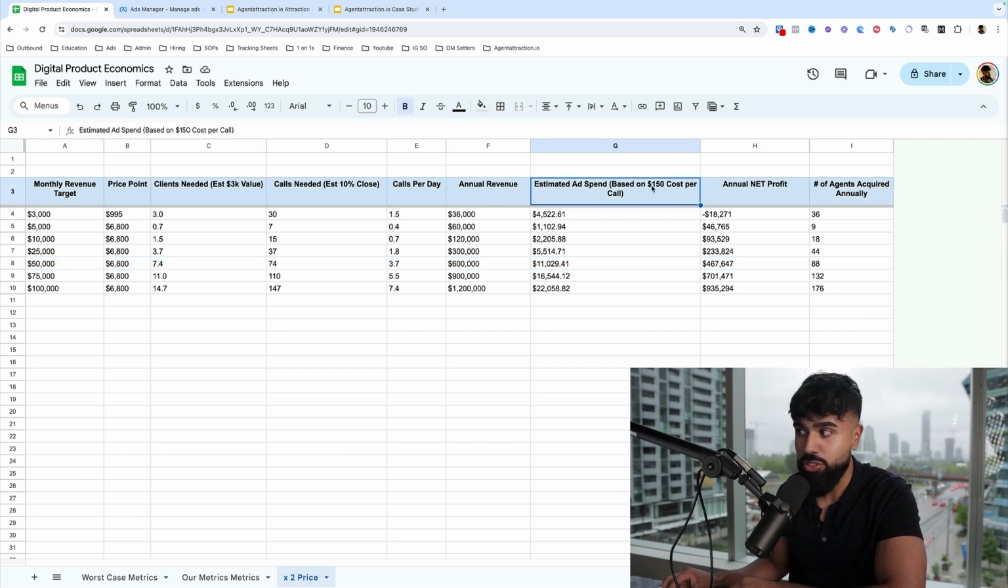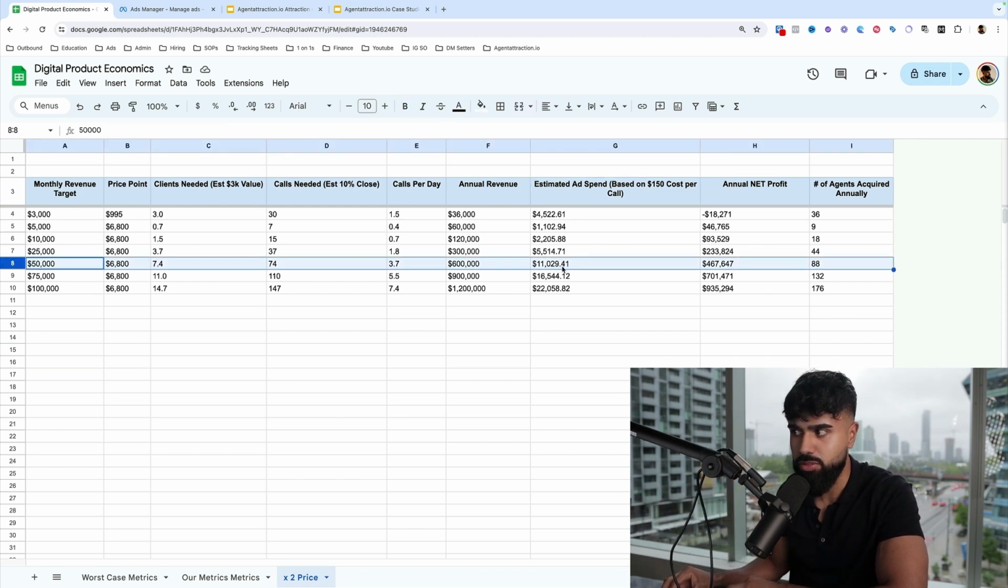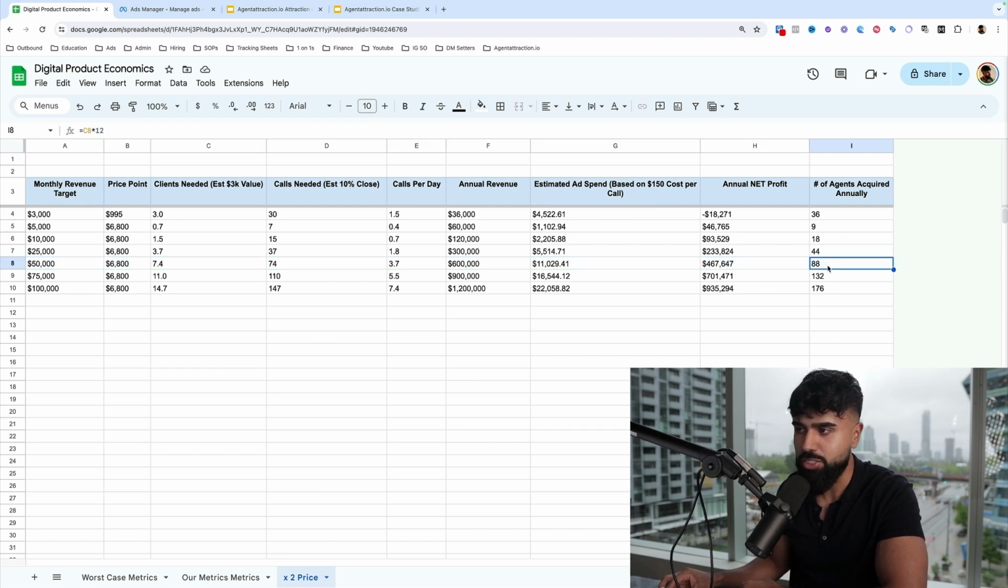And I'm also going to assume that now you're not getting $40 cost per call, but instead 3 times that amount, which is $150. In order to make $50K, you'll spend $11,000 on advertising. You'll still profit at the end of the year just under $500,000, and you will have acquired 88 agents by the end of the year.